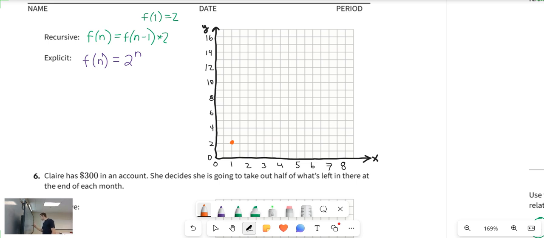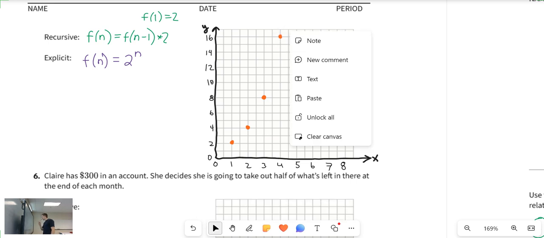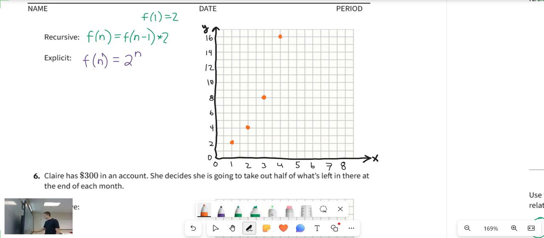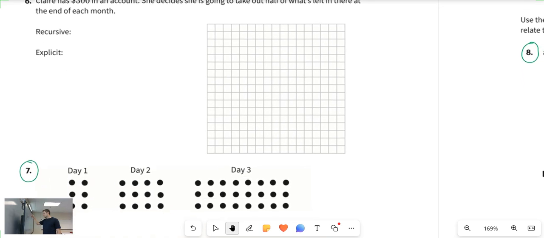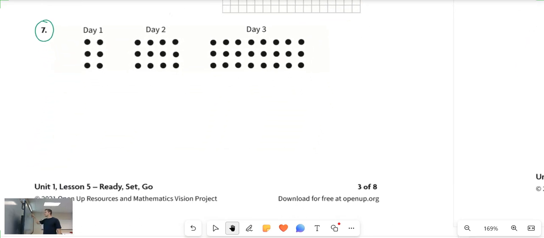If we plug in a 2, we should get 4. If we plug in a 3, we should get 8, I believe. If we plug in 4, we should get 16, so that's going to be up here. And oh my goodness, if we plug in a 5, it is going to be way off the graph. So we'll just plug in those, right? 2, 4, 8, and 16, I believe, are all of the points we had. So we'll move on to number 7.